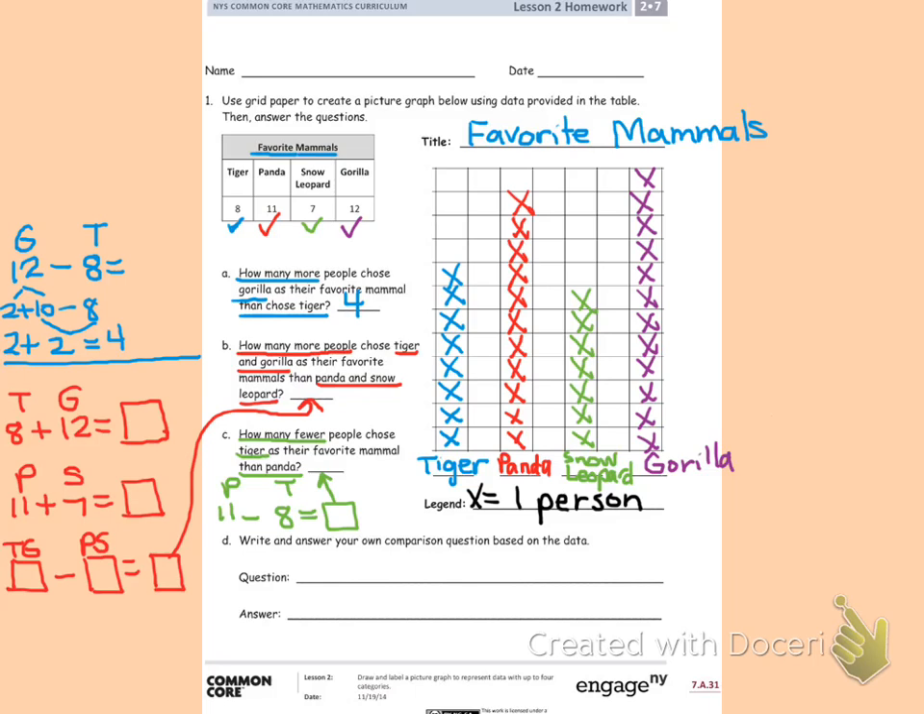Maybe you want to know how many more people liked gorillas than snow leopards. Or maybe you want to know how many fewer people liked tigers than pandas. There's a whole array of different comparison questions that you could ask using the data in the table and graph. Remember that your question needs to begin with a capital letter and end with a question mark. Once you write your question, don't forget to write the answer and show how you got the answer. Good luck.